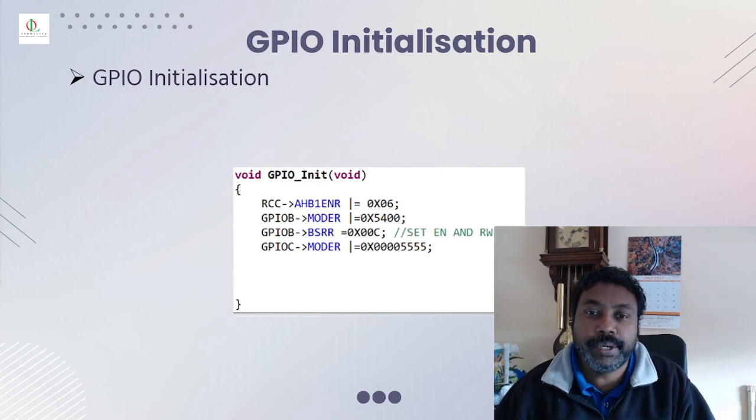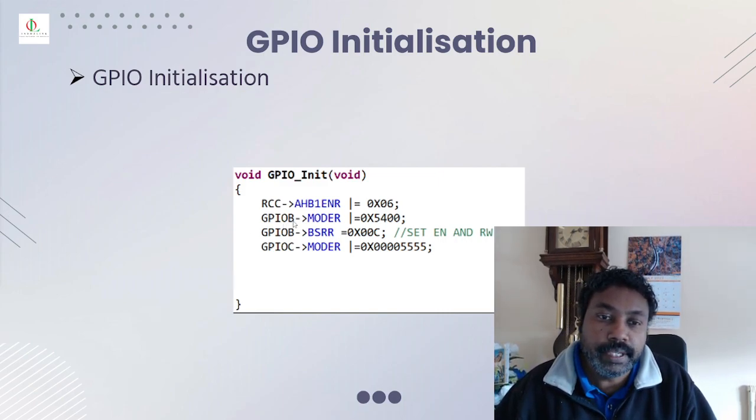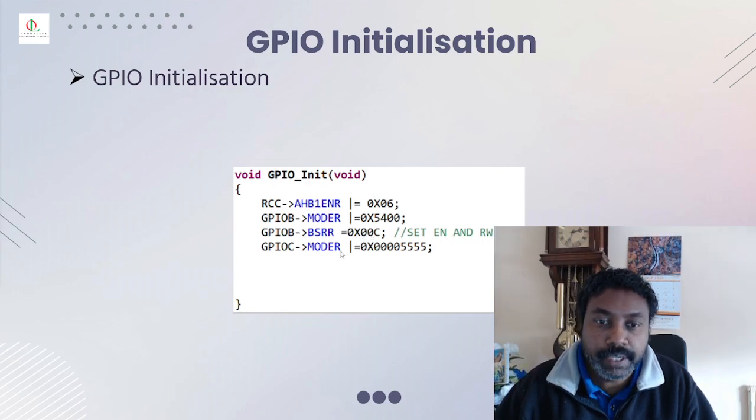GPIO B and C you have to enable, and then you need to set the output mode register as 5400, which I will explain. Then for the bit select, you have to set enable and read/write and register select, so that you can get this value 0x00C, and then you need to set the output mode. This is for the data lines, and this is for the control lines, port B. This is port C for the data lines D0 to D7, so that value you get 0x0055.